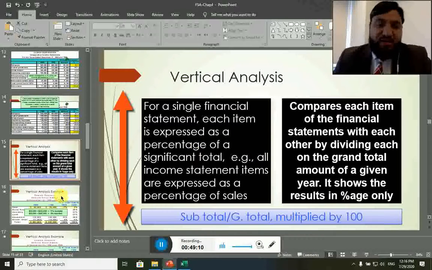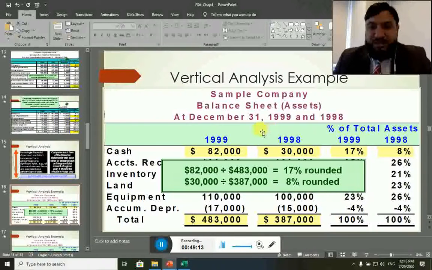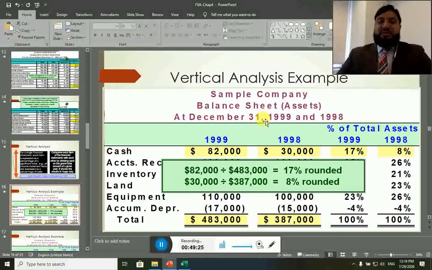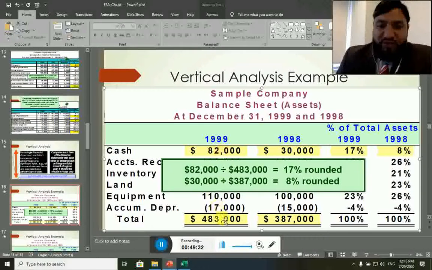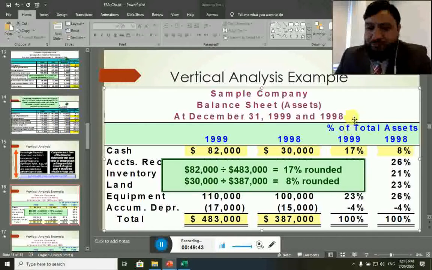So let's go ahead and see how it is done. There is a company, sample company. We can see the balance sheet for 2 years, 98 and 99, right? This time we do vertical analysis. How? We divide the subtotal by grand total, subtotal divided by grand total, and then multiplied by 100, we get the percentage. So here we add two separate columns for 99 and for 98.